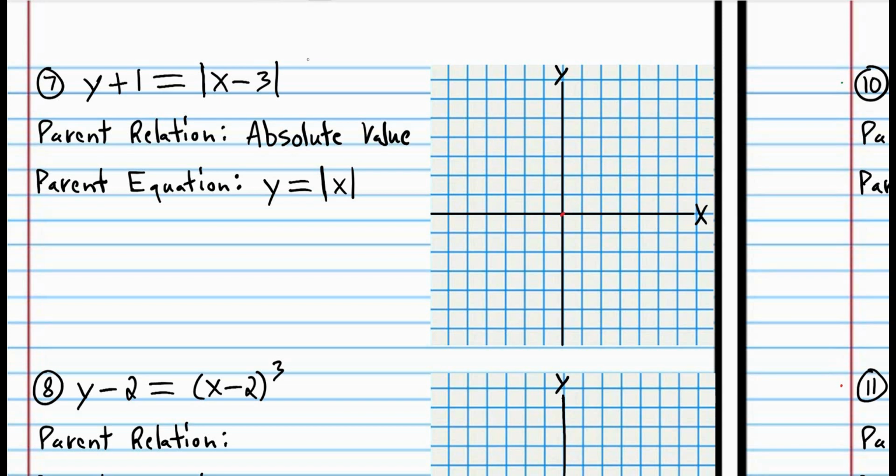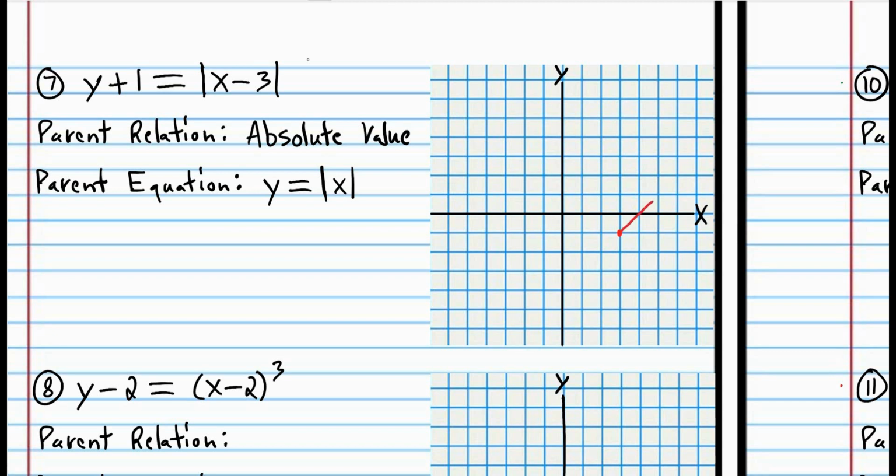So you can use the reference point at 0, 0, and move that reference point 1, 2, 3 units to the right, because we're subtracting 3 from x. So 1, 2, 3 units to the right, and then 1 unit down because we're adding 1 to y.